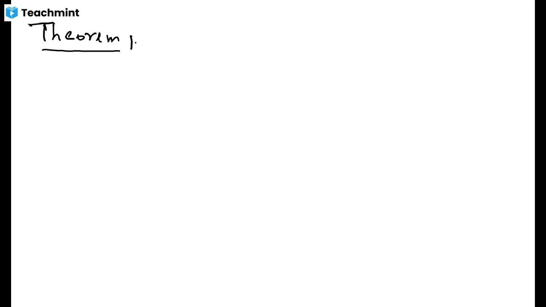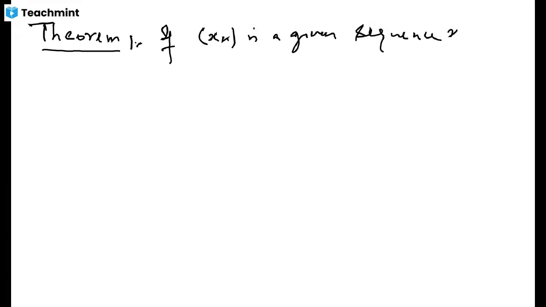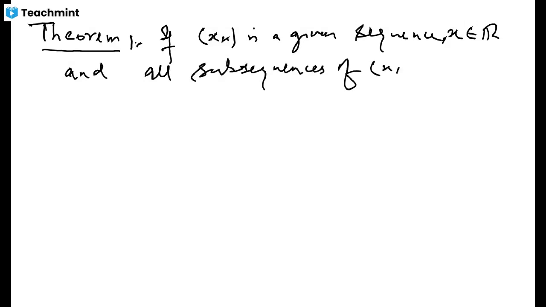It states that suppose you have xn, a given sequence, and x is some real number, and all subsequences of the given sequence xn are convergent, and they all converge to this real number x.